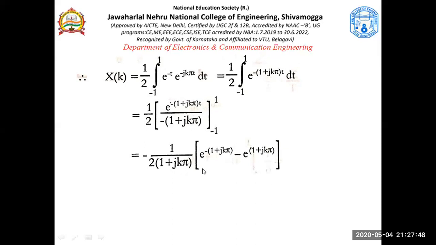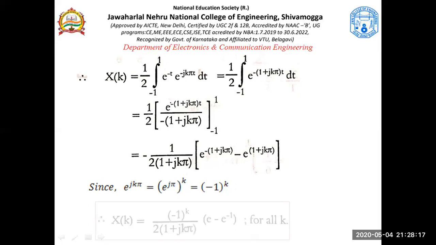Fine, this is how it becomes. So your x of k. Now another thing is there. What is e power j k pi? It's e power minus 1 times e power j k pi. So e power j k pi is e power j pi to the power k. That means e power j pi is minus 1, so it is minus 1 to the power k. This is what you need to understand.